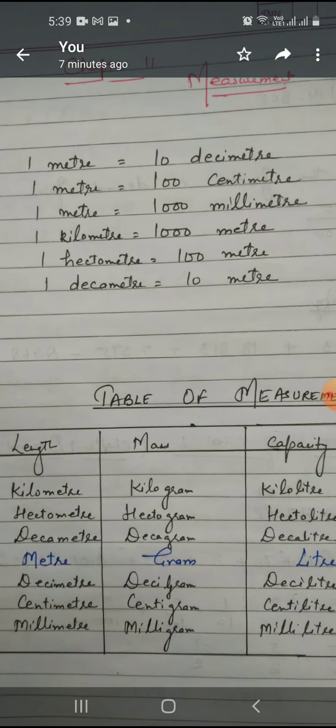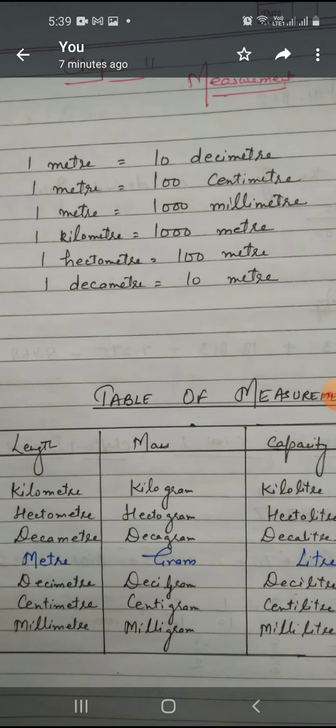What is measurement? The set of standard units of measurement that we use is known as the metric system. किसी भी चीज़ को नापने के लिए बेटा जो भी हम यूनिट यूज़ करते हैं उस पूरे सिस्टम को कहते हैं मीट्रिक सिस्टम. You all know the standard unit of length in the metric system is meter, the standard unit of mass is gram, and the standard unit of capacity is liter.